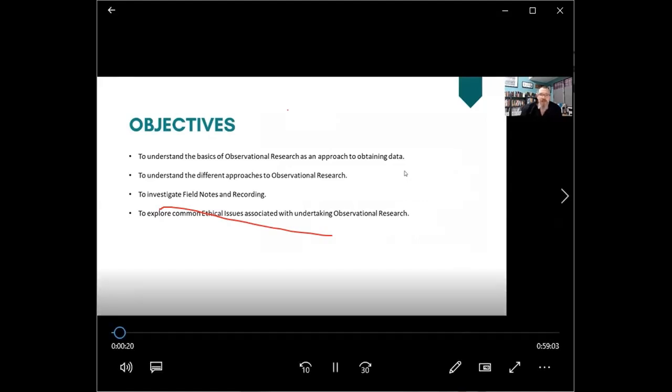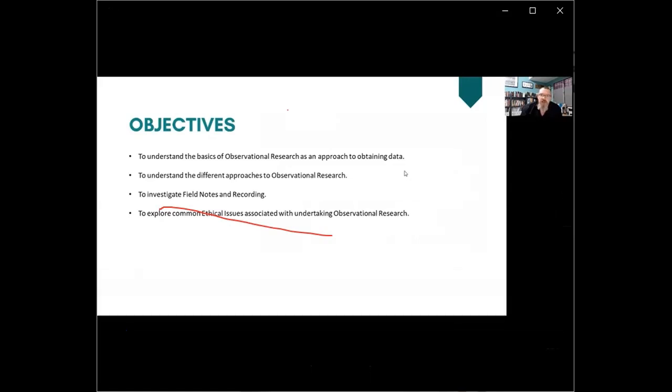Specifically, my objectives are fourfold tonight. To understand the basics of observational research as an approach to obtaining data for our PhD, to understand the different approaches to observational research and what that means in a practical sense, to investigate how to go about taking field notes and issues associated with recording, and finally to explore common ethical issues associated with undertaking observational research.